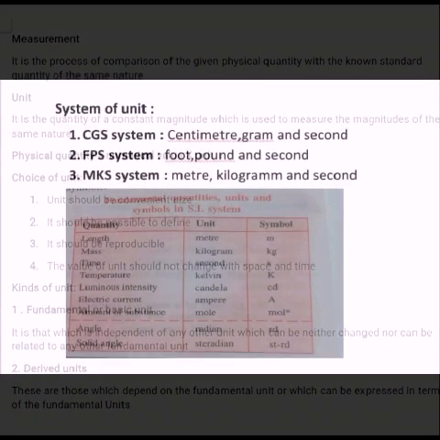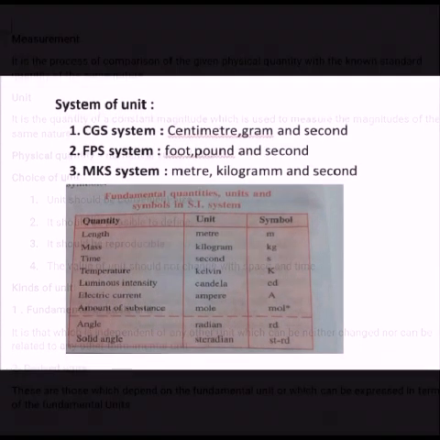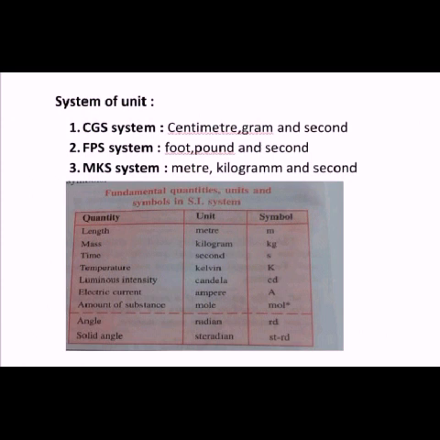Next, we have two kinds of units. One is the fundamental unit and the second is the derived unit. A fundamental unit is the unit which is independent of any other unit, which can neither be changed nor related to any other physical quantity. Example: mass, length, time, temperature, current and amount of substance are all independent of each other and they are of different nature.